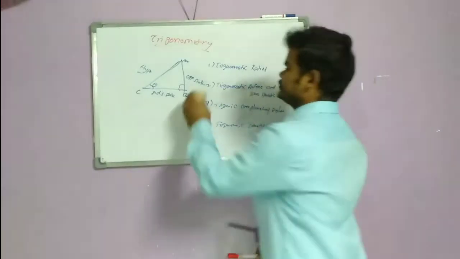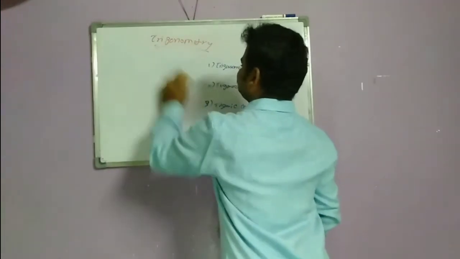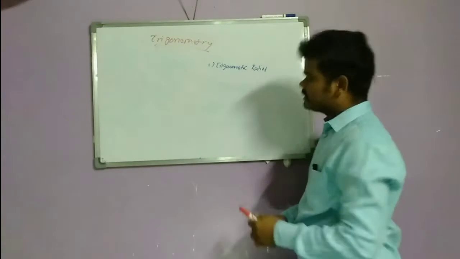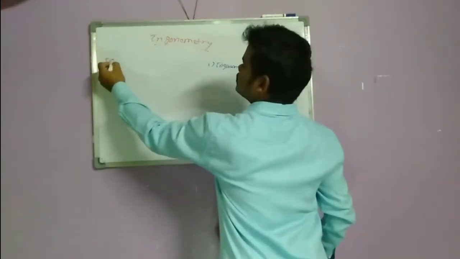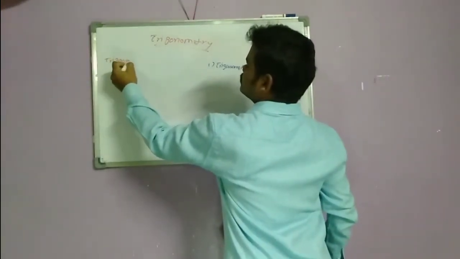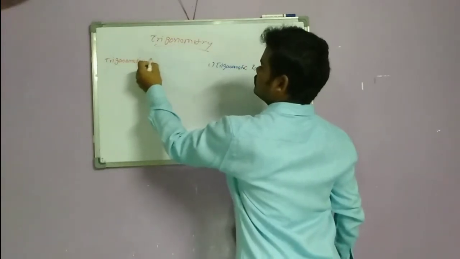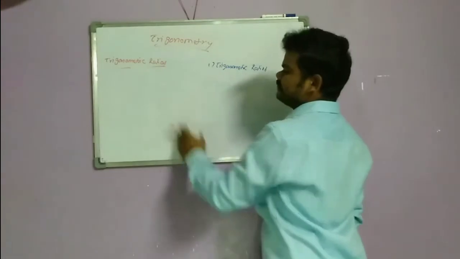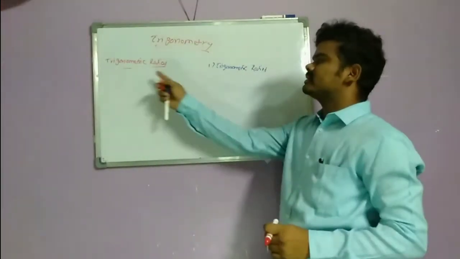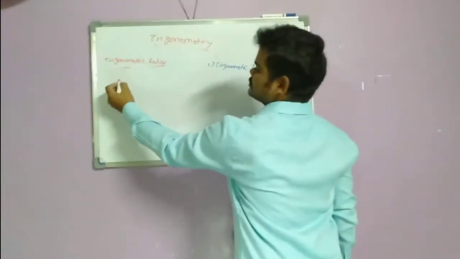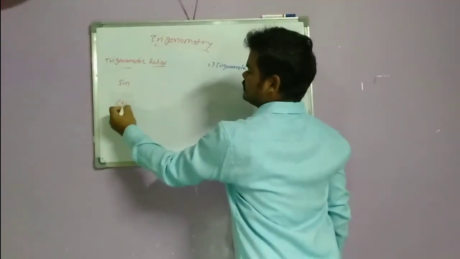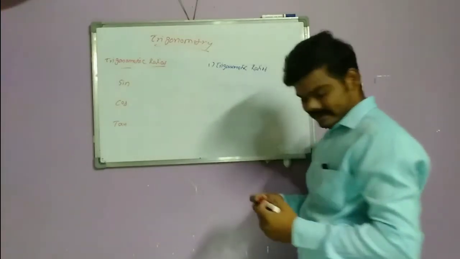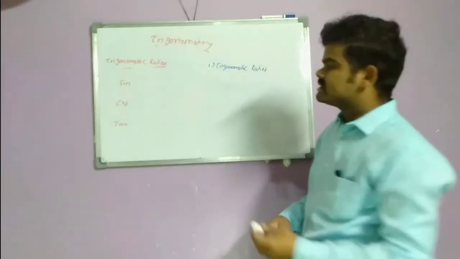Trigonometric ratios. My topic is trigonometric ratios. The fundamental pillars of trigonometry are three ratios. One is sine, other one is cos, and the last but not least is tan. What is sine?